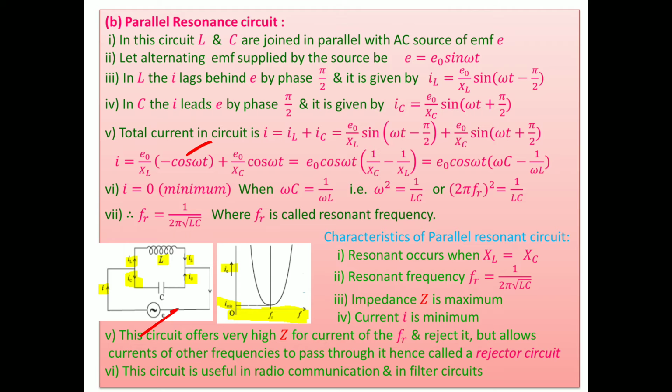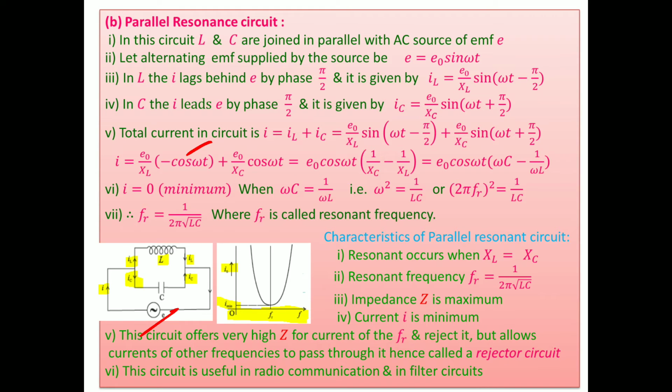Then look here, when current is minimum, 1 upon XC equal to 1 upon XL. The reciprocal of the inductive reactance and the reciprocal of the capacitive reactance are equal. Or in short, omega C equal to 1 upon omega L. Taking the omega term to this side, omega square equal to 1 upon LC. But omega is nothing but 2 pi FR, where FR is the resonant frequency, which is equal to 1 upon 2 pi square root of LC. Similar to the series resonance case. But look here, in series resonance, maximum current is drawn and impedance is minimum. And here, impedance is infinity, try to understand, and minimum current is drawn.